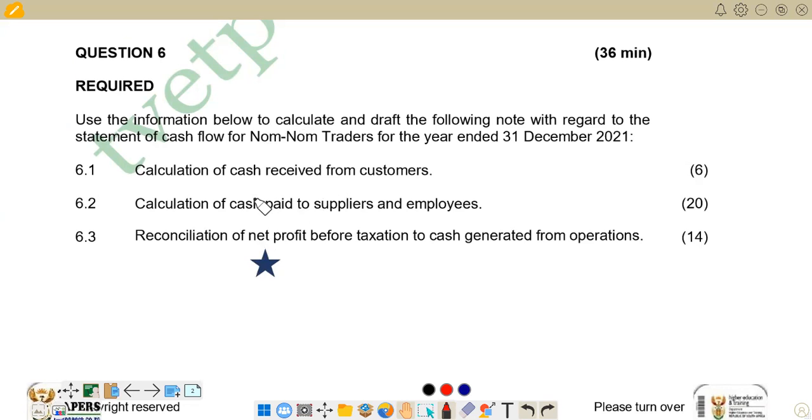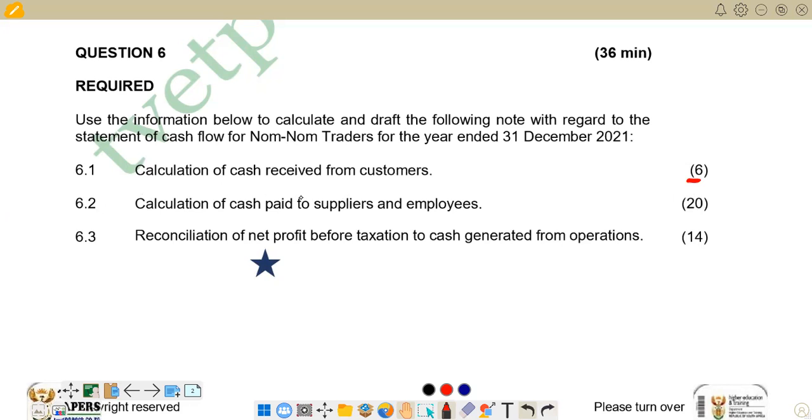And we've got a question that we have here, so we are going to go through that question. The question reads: use the information below to calculate and draft the following note with regard to the statement of cash flow for Nom Traders for the year ended 31 December 2021. So what we have on the first part is the calculation of cash received from customers. This is the part that we are going to start with, and remember it is 6 marks.